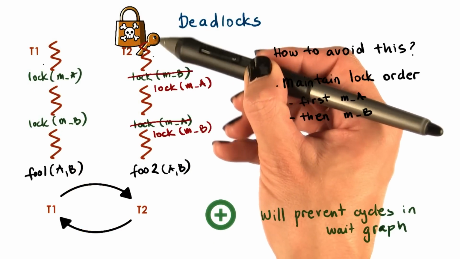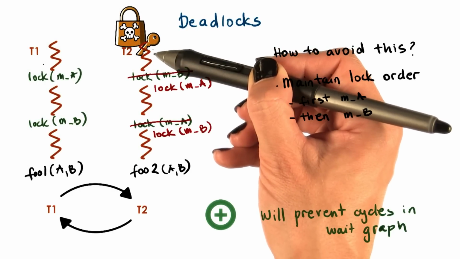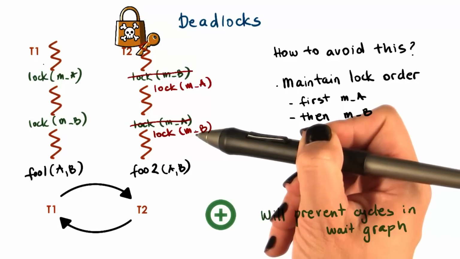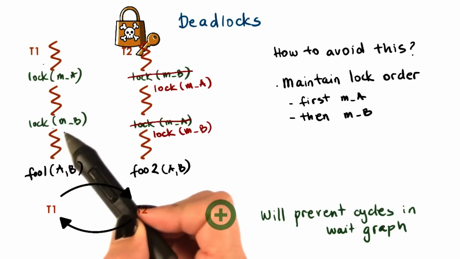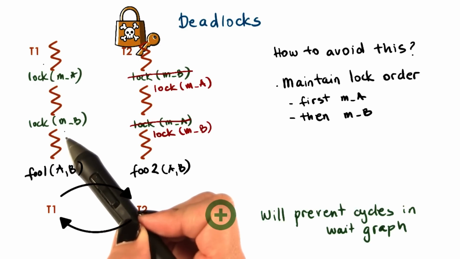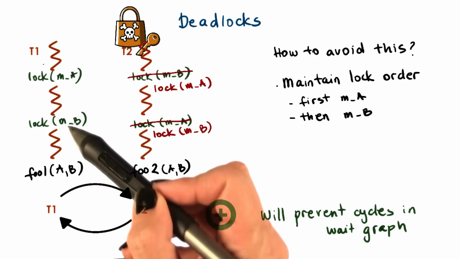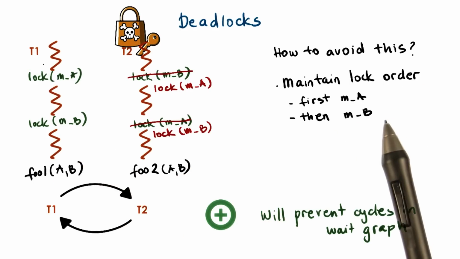So thread 2 must be somewhere before this lock operation in its execution. That also means that thread 2 could not have acquired the M underscore B mutex. It doesn't have it, and therefore there's no cycle. Thread 1 is not going to end up in a situation in which it has to wait on thread 2 for that particular lock, so it will be able to acquire it and continue. So this type of technique will always work.